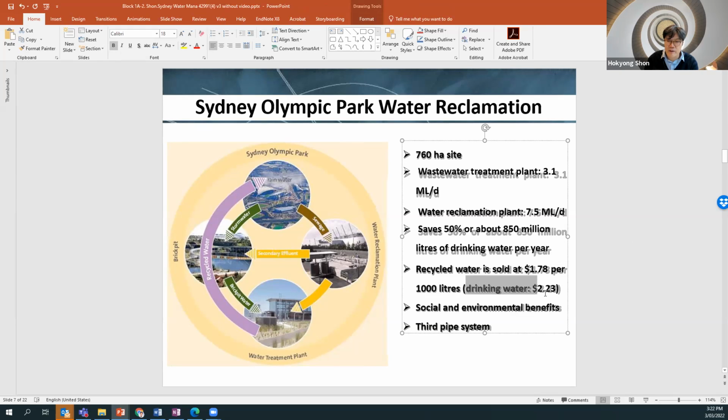So for drinking water in your tap water system, you pay $2.23 per 1 cubic meter, 1,000 liters, but recycled water is almost 50 cents cheaper. That's the reason why there is also a very good economic incentive for this recycled water, but it's still not drinking water. It's only for non-potable purposes. And the purple color third pipeline system, social and environmental benefit.